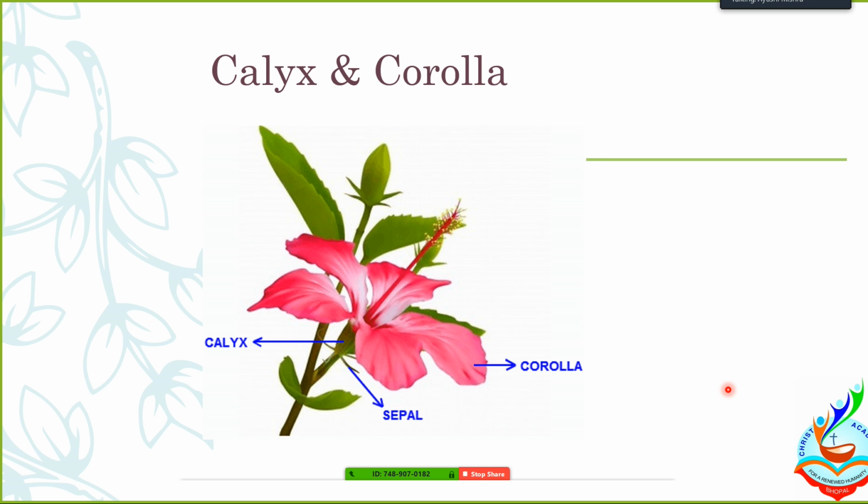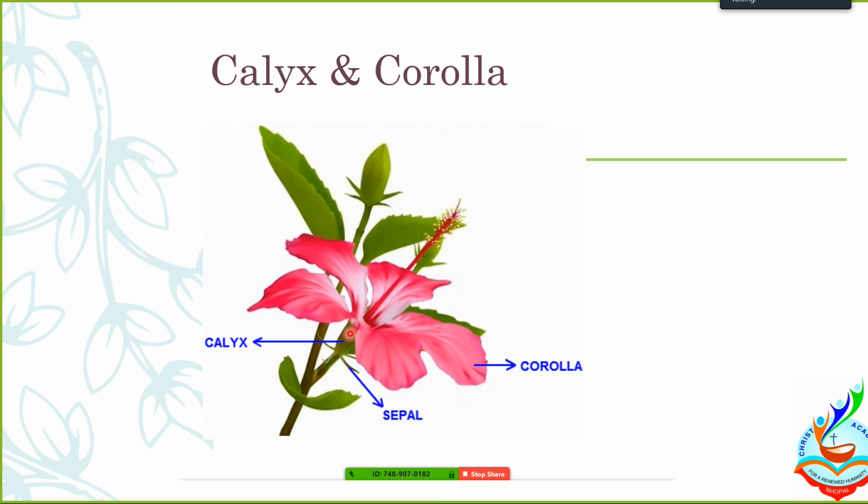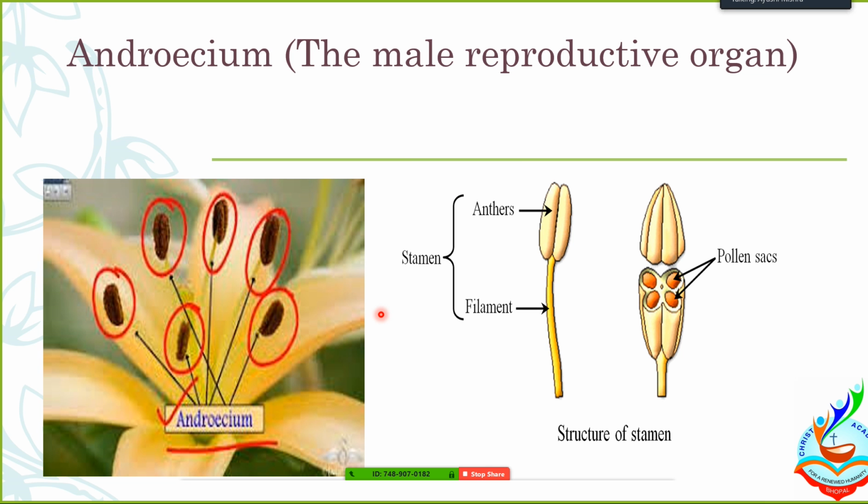Now, calyx and corolla. As I had already explained, calyx is the outermost whorl formed of tiny green leaf-like structures. Its function is to protect the inner whorls of the flower. And corolla, it is the second whorl. These petals are called corolla or petals. It is the colorful part of the flower. Its main function is to attract insects for pollination.